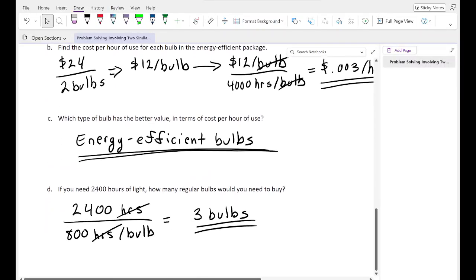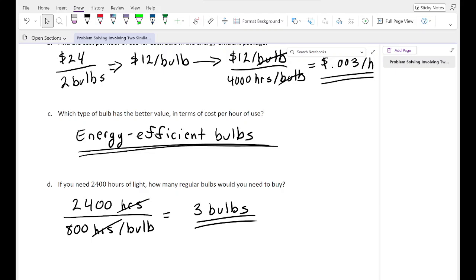Make sure I have that before I stop it. There we go. And that is how you would compare two similar items depending on what's asked of you.